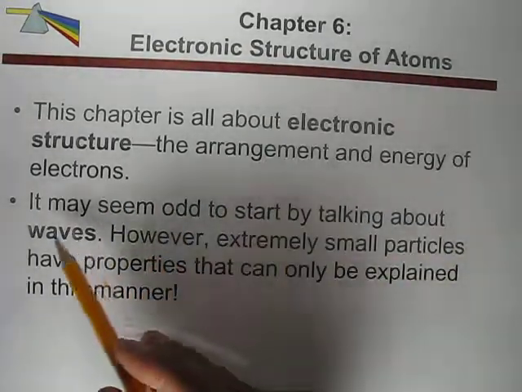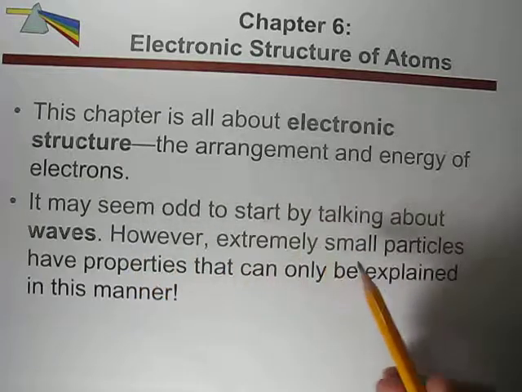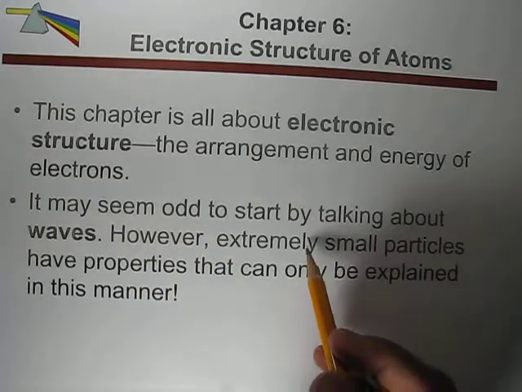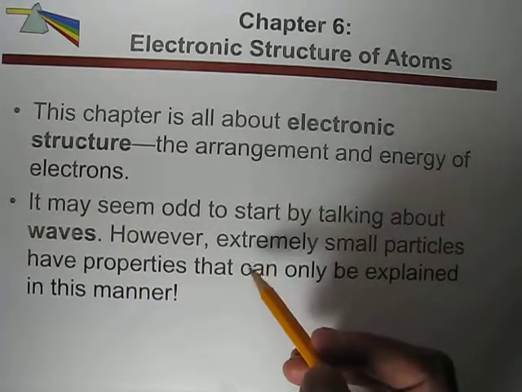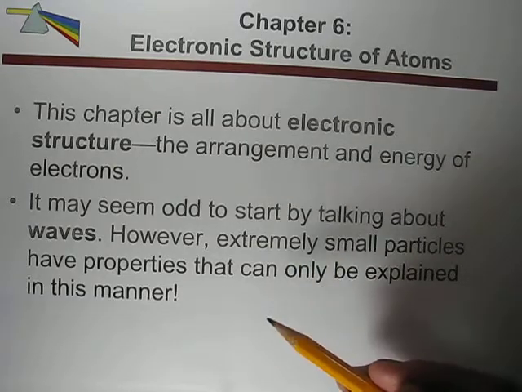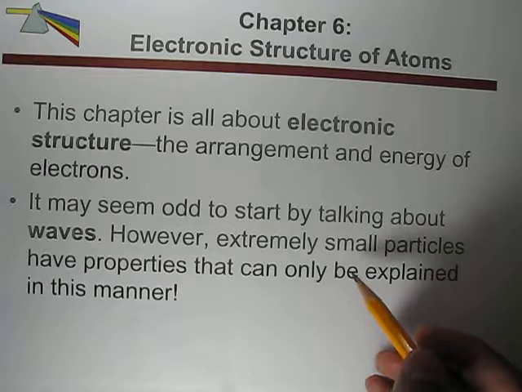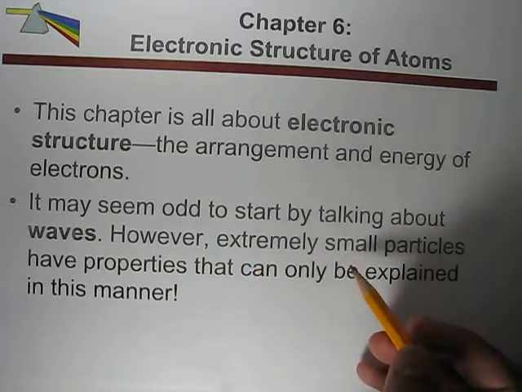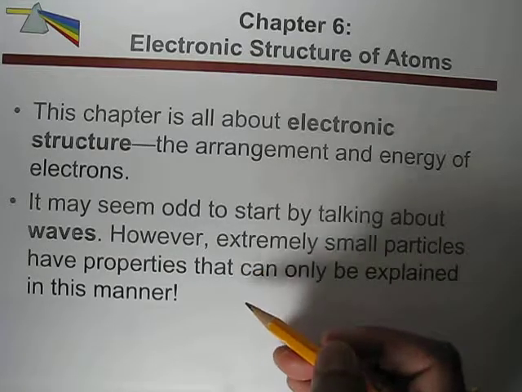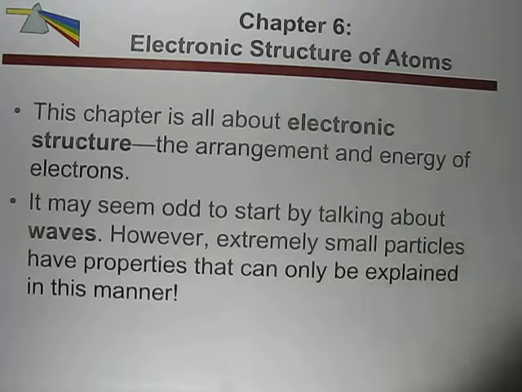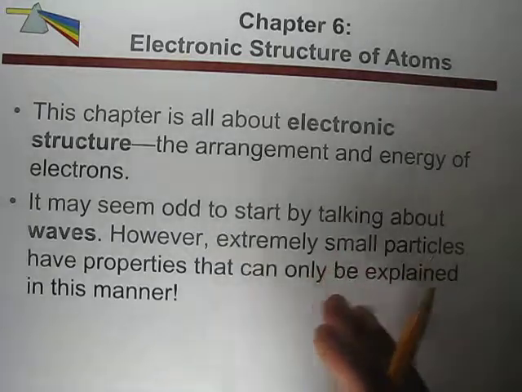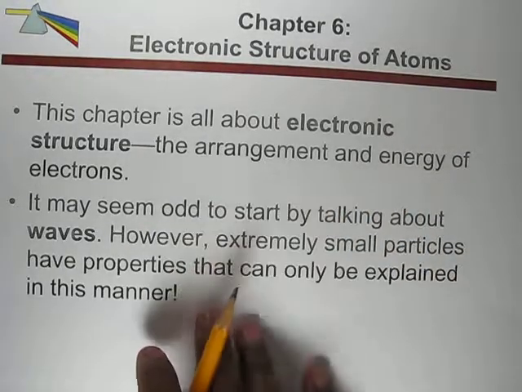Second, we will talk about the waves in this chapter, which is a little different. Why are we talking about the waves? Because the electrons are small particles and they have some properties that can only be explained by the wave manner. So electrons behave like a particle as well as a wave.